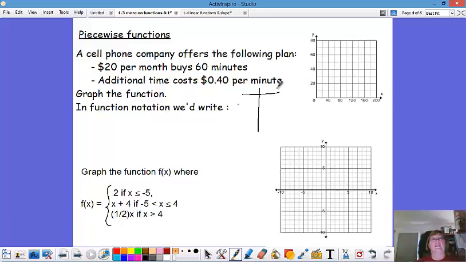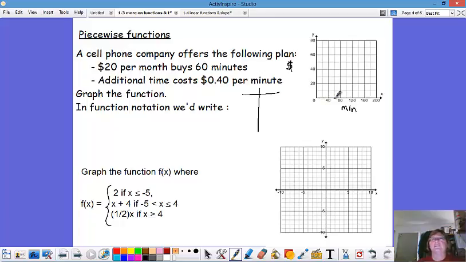And we are supposed to graph that. So for the first 60 minutes, so I guess we should put labels on our graph. Minutes, and this is cost, or dollars. Up through 60 minutes, it looks like the scale is 20 on here.